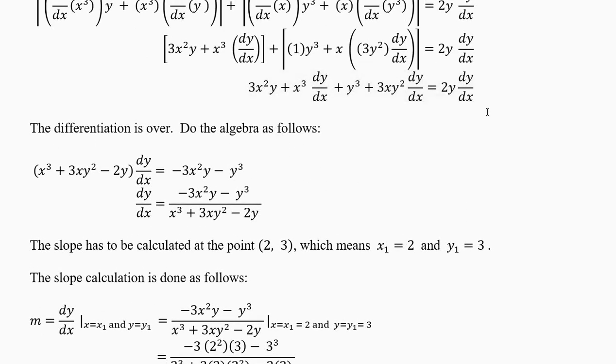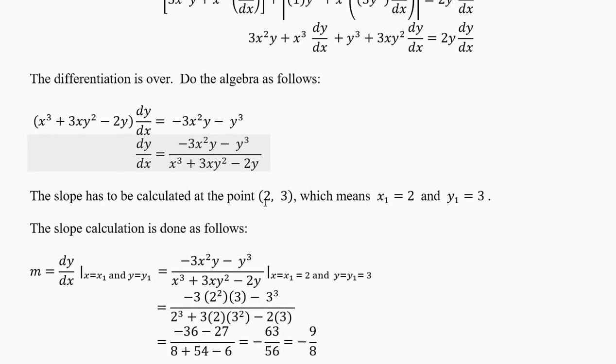Take everything to the right which is not having dy by dx. 3x square with the plus will become minus, plus y cube will become minus y cube. Now this 2y dy by dx has to go to the left. So on the left you will have three things with dy by dx. One here, one here, one here. So it is x cube plus 3xy square minus 2y. This plus 2y will become minus 2y when you go from right to left. Now dy by dx is this divided by this. Minus 3x square y minus y cube full divided by x cube plus 3xy square minus 2y.